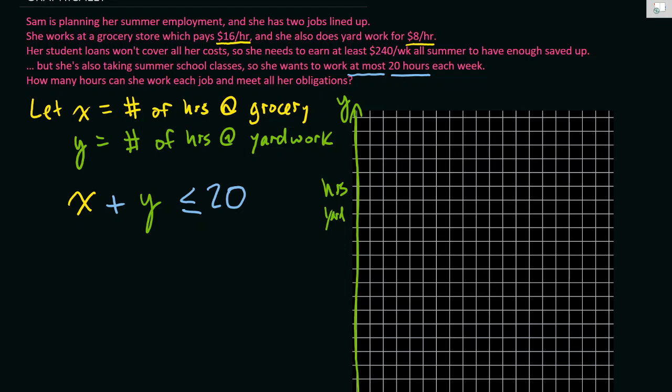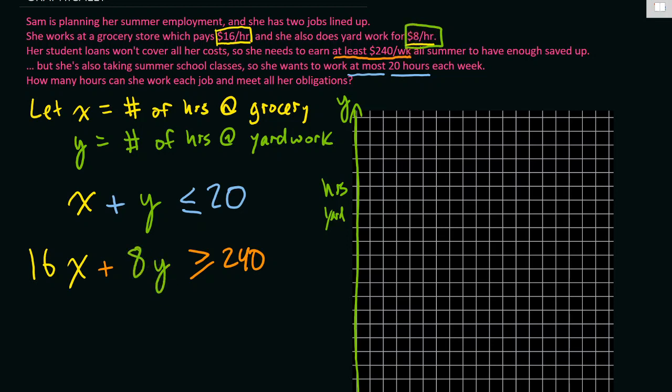We have another restriction. She needs to earn at least $240, so 240 is over here. She needs to earn at least that, which means the money she earns, the left-hand side of this inequality, has to be greater than or equal to $240. We need to take our x, the hours at the grocery store, and turn that into money. How do we do that? We use our $16 per hour, so 16 times x is how much money she makes at the grocery store. And our yard work pays $8 an hour, so that's 8 times the number of hours she works on the yard.